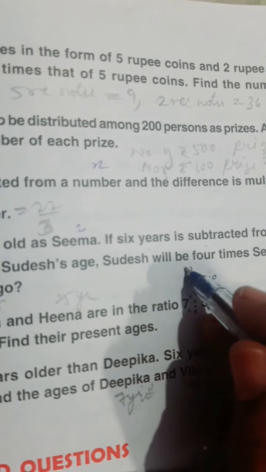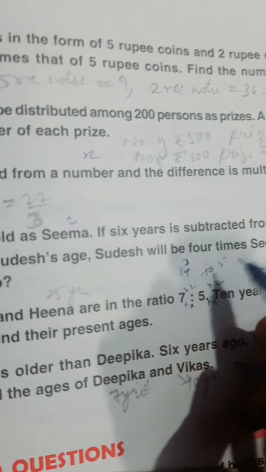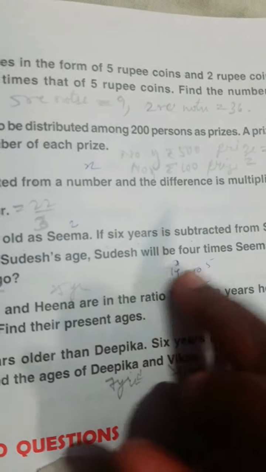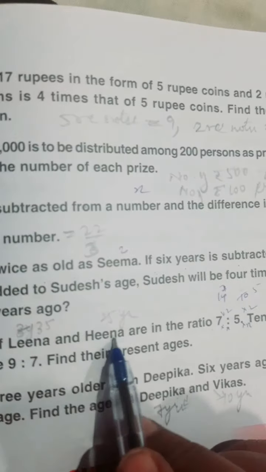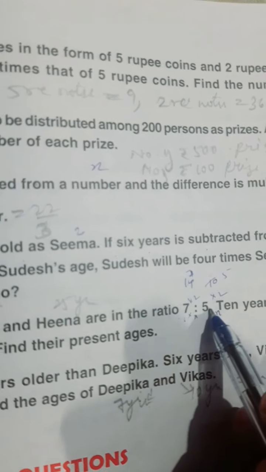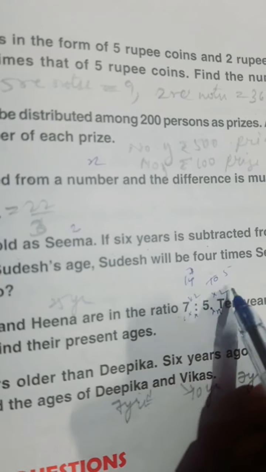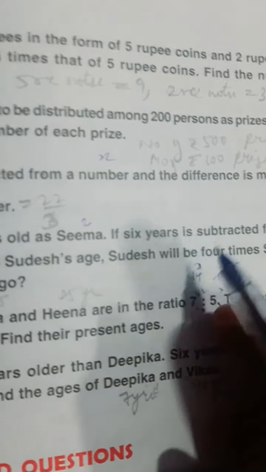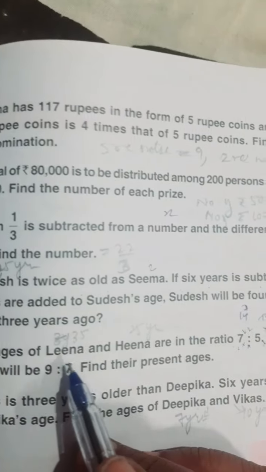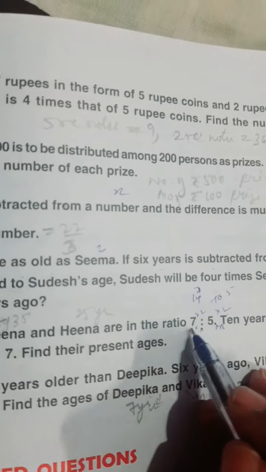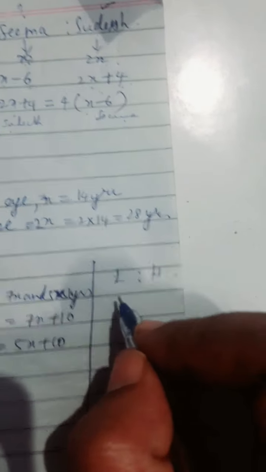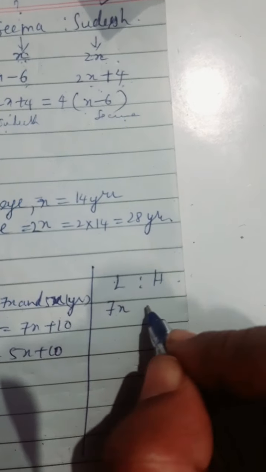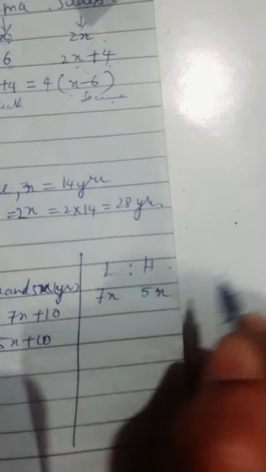Here 2 7s are 14, 2 5s are 10. So if I take the ratio, we get the ratio of Leena and Hina's ages as 7:5. So we don't know what the common factor is here. Therefore, we have to take Leena's age separately as 7x and Hina's age as 5x. Leena's age will be 7x years and Hina's age will be 5x years.